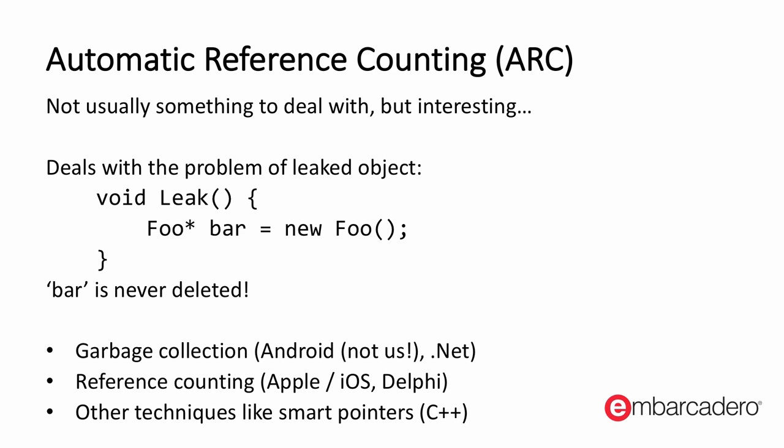So, what is ARC? It stands for Automatic Reference Counting. It's one of several ways to handle the problem of accidentally leaking memory, that is, creating an object and not freeing or deleting it. Here in this method, foo pointer bar equals new foo, bar is never deleted.